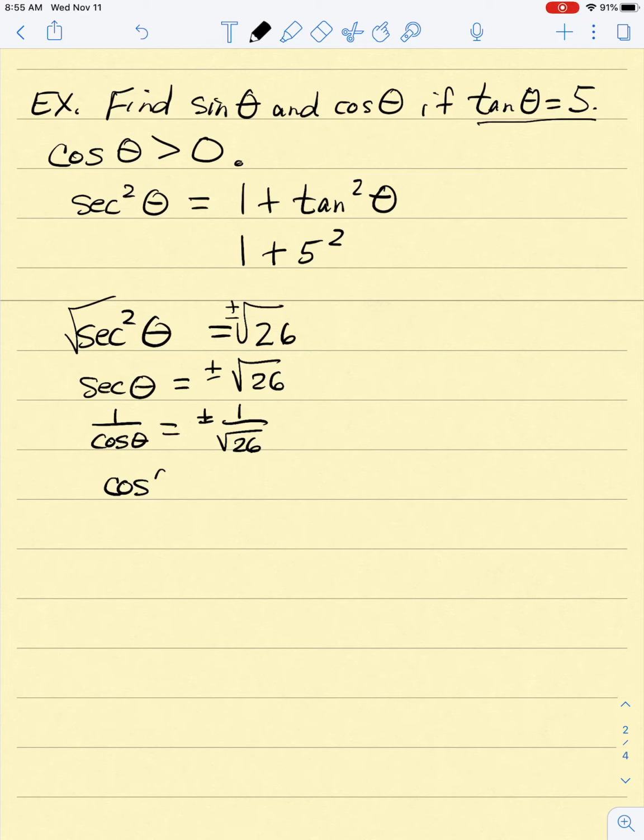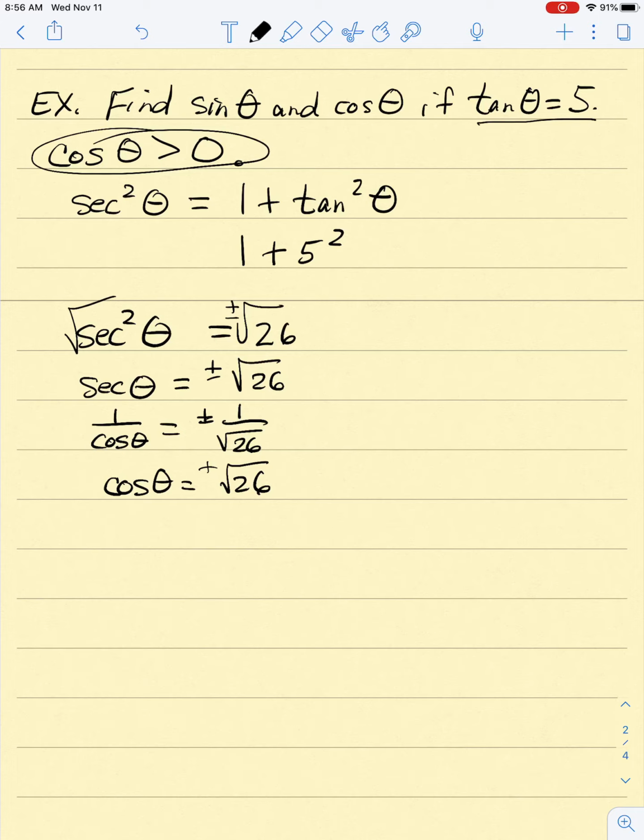Cosine is going to equal plus or minus the square root of 26. However, we want the cosine to be positive because it says so here, so we don't need that plus minus. We want just the positive case. So cosine should be the reciprocal, the square root of 26, positive. Secant's 1 over cosine, and when we take the reciprocal, cosine is the square root of 26.